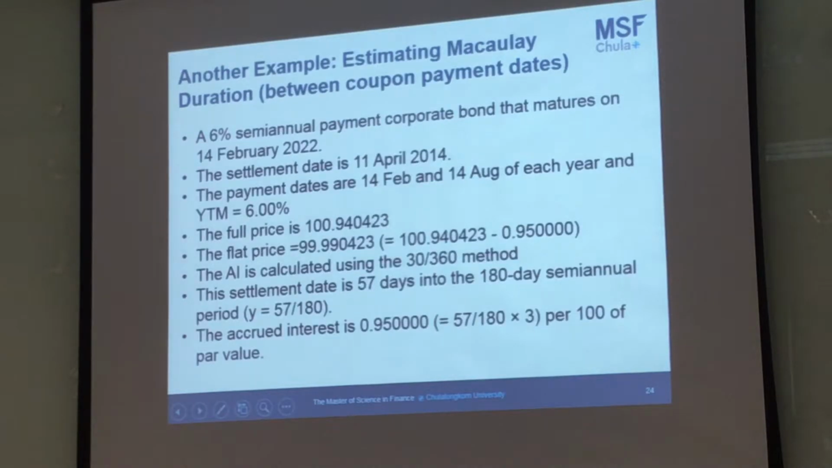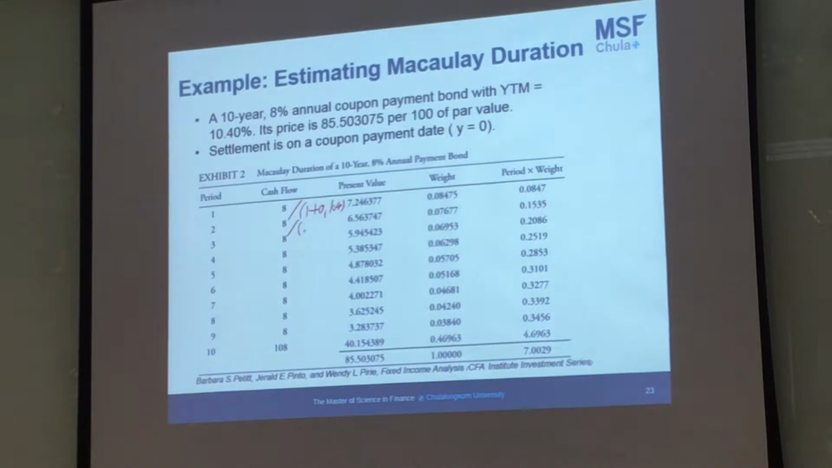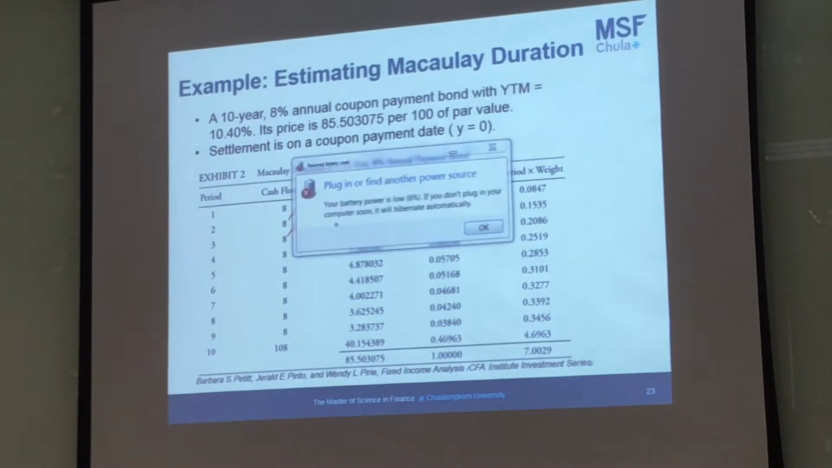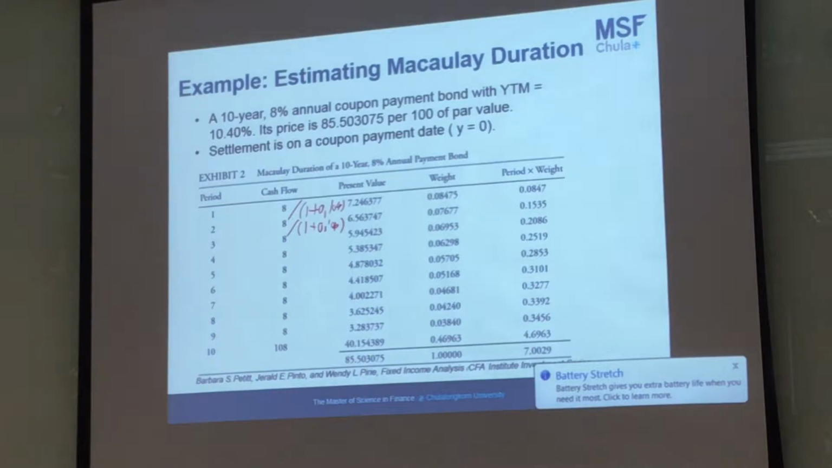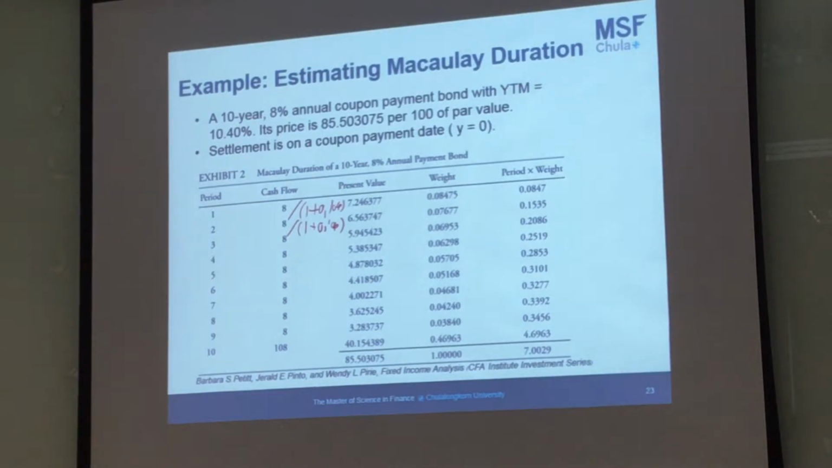So you divide by 1 plus the discount rate. But for the exam, don't worry, because I forgot to plug in the PowerPoint. So you just discount all the coupons and the face value like this, until the last one.